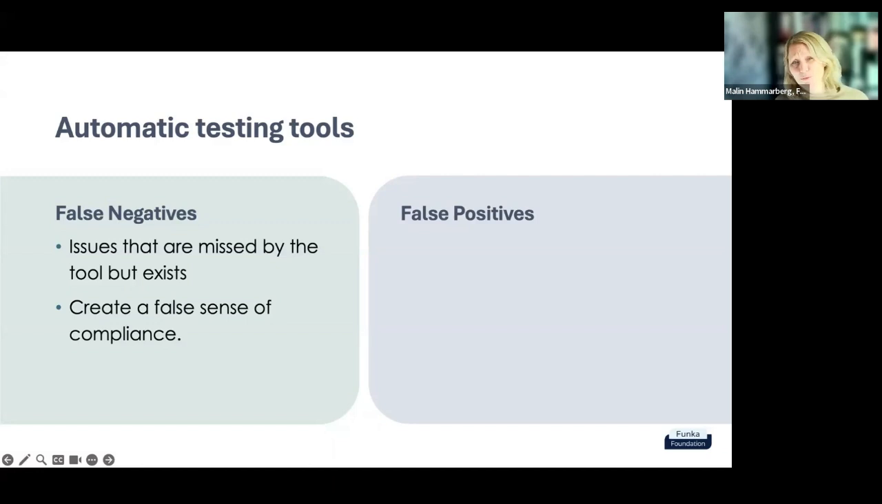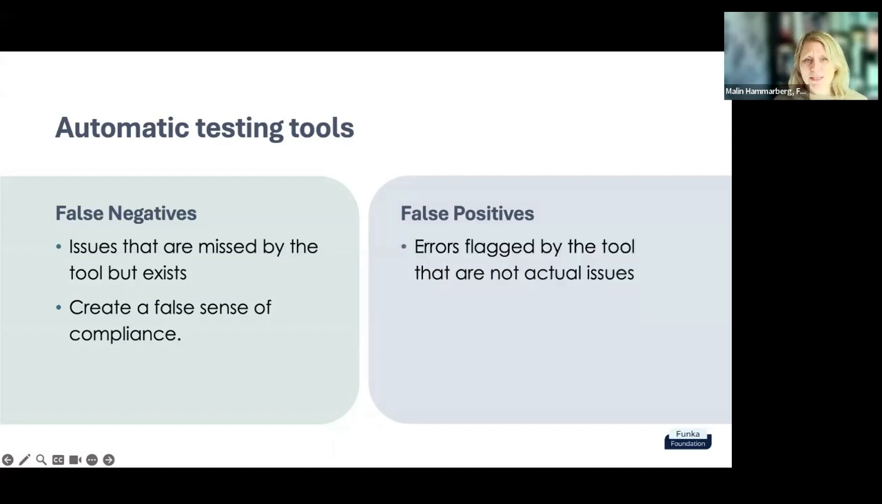On the other hand, we also have false positives. This is when errors are flagged by the tool that are not actual issues. And this is very prevalent in all the automatic testing tools. So this can lead us to waste time and resources on a non-issue. We spend a lot of time figuring out if something is wrong, only to find out that it wasn't wrong. Also, I've seen that we like to have that perfect score from our automatic testing tools. So we tend to try to figure out how to solve the issue, but the issue isn't really there.